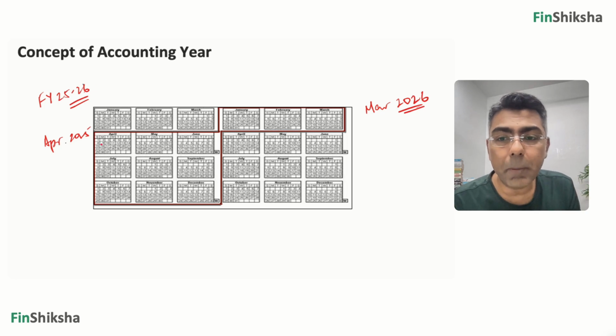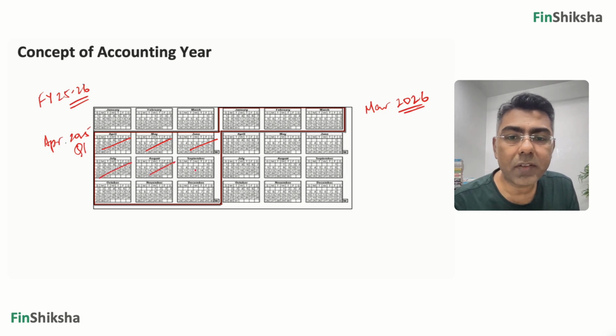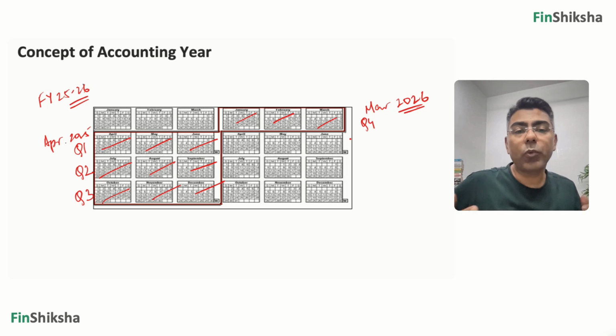Now in this, April, May, June is going to be quarter one. July, August, September is going to be quarter two. October, November, December is going to be quarter three. And Jan, Feb, March consequently will end up becoming quarter four. So when a company comes out with quarter four results, for example, that will be Jan, Feb, March.